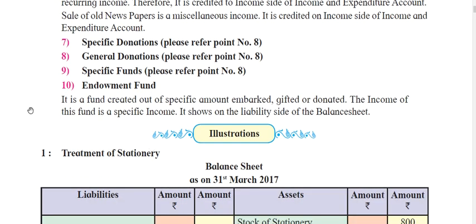Next one is endowment fund. It is a fund created out of a specific amount earmarked, gifted or donated. The income of this fund is specific income. It is shown on the liability side of the balance sheet. So the endowment fund entry will be shown on the liability side of the balance sheet. This is the theory part of not for profit concerns.